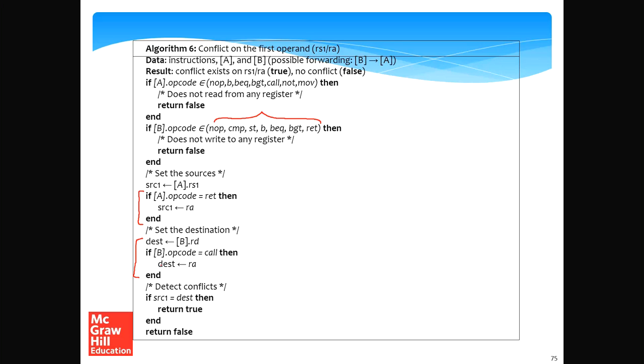However, if instruction B is a call instruction, then the call instruction writes to the return address register. So dest will be equal to RA. Once we have set the source and the destination, we need to detect conflicts. So if src1 is equal to dest, which means that the first source of A is equal to the destination of B, then a read after write kind of conflict on registers exists, so we return true, otherwise we return false.